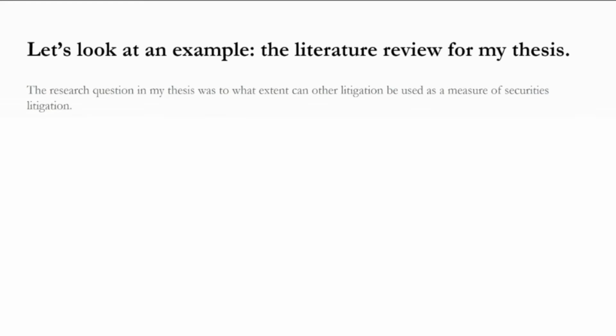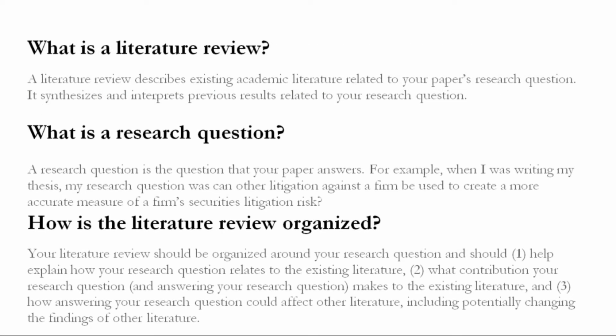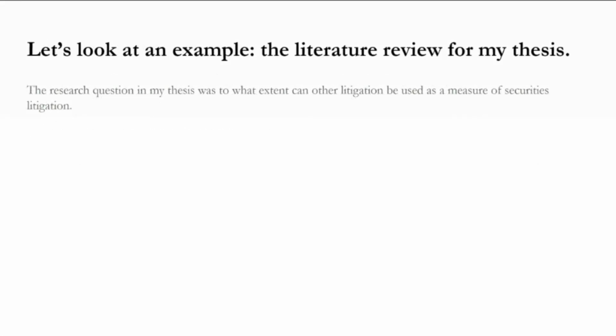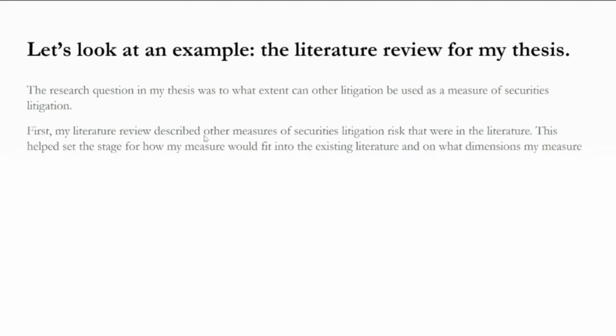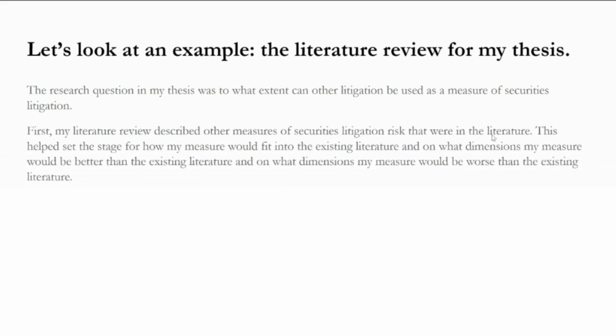So let's look at an example, the literature review for my thesis. The research question of my thesis was, to what extent can other litigation be used as a measure of securities litigation? First, my literature review is consistent with the three different parts of a literature review. First, my literature review helped explain how my research question related to the existing literature, and you can see that here. My literature review described other measures of securities litigation risk that were used in the literature. This helps set the stage for how my measure would fit into the existing literature and on what dimensions my measure would be better than the existing literature and on what dimensions my measure would be worse than the existing literature. Second, my literature review explained how my new measure could contribute to the existing literature.